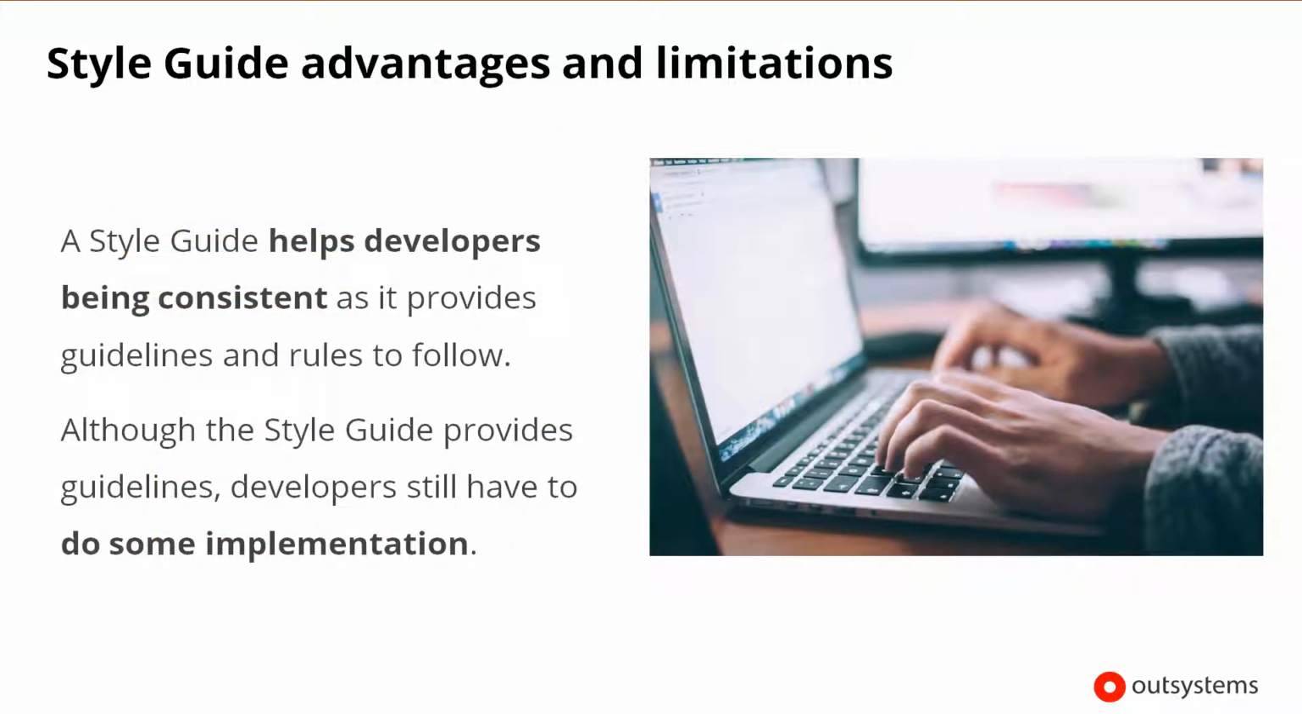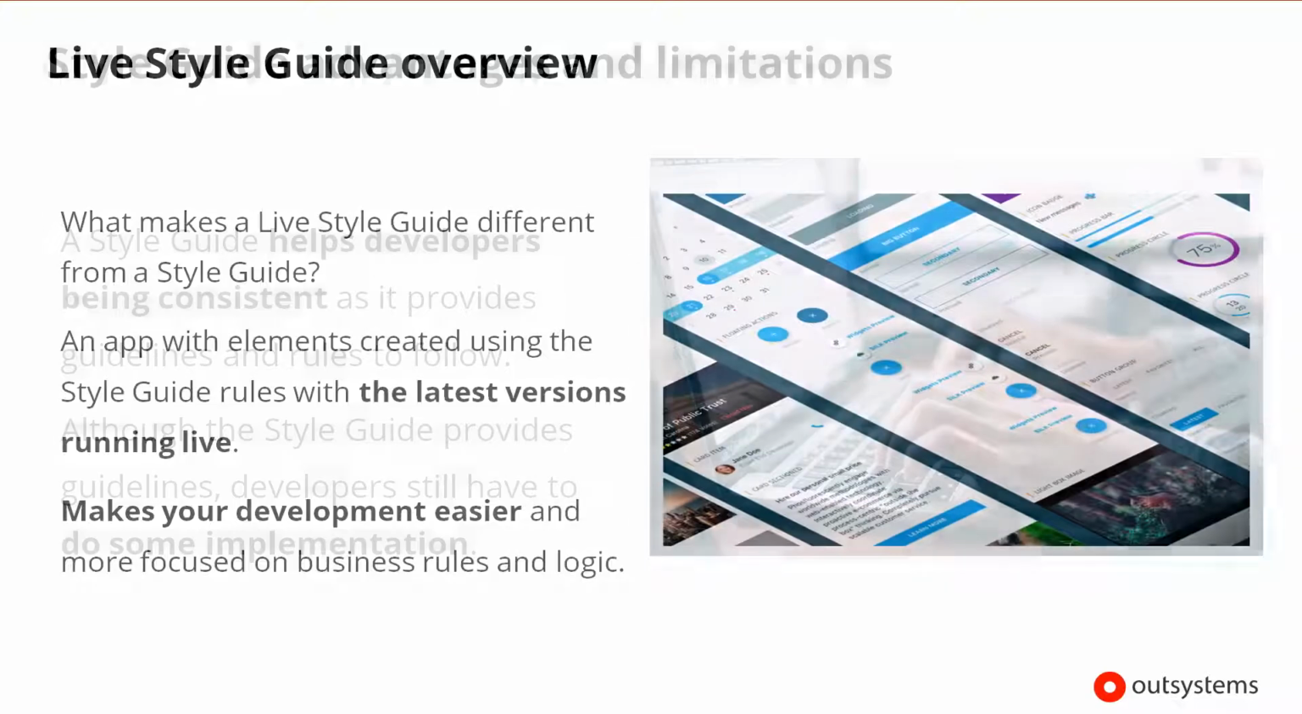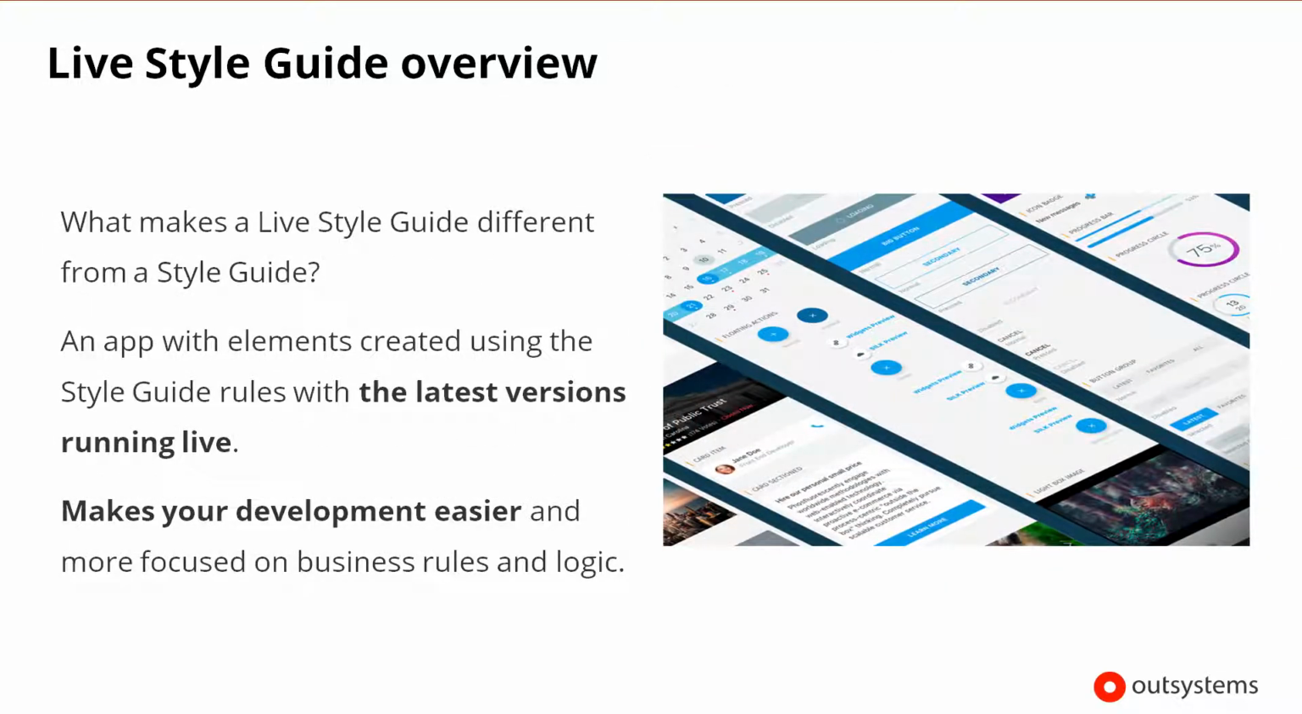A style guide helps developers to achieve visual consistency of their applications as it provides guidelines and rules to follow. Although the style guide provides guidelines, developers still have to do some implementation of UI controls to get the expected behavior in the application. So let's take a look at what makes a live style guide different from a normal style guide. It's essentially an application that, in addition to the visual rules, contains all elements created using the style guide rules. You have the latest versions of the elements running live for you to experiment with them.